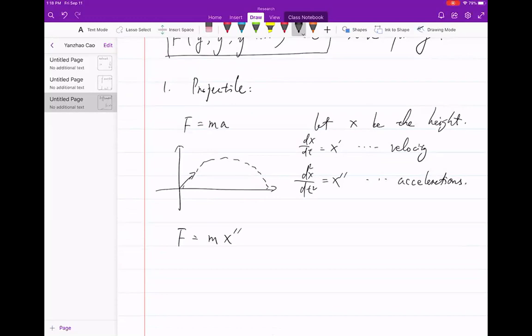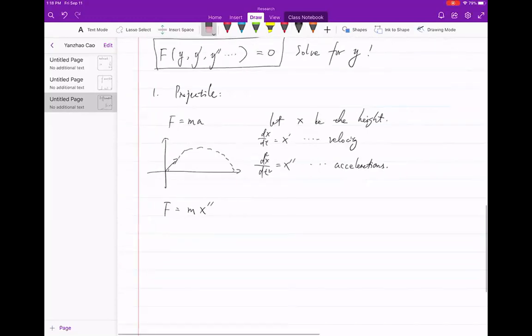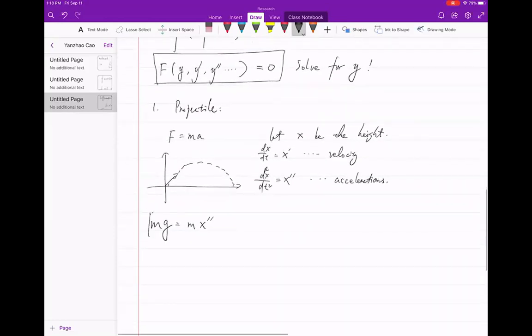And if you're just throwing a projectile, your F is just going to be the gravity. Let's call it mg. Do you realize this is already a differential equation because you have a differential there, which is x prime prime? Okay. And we can solve it.